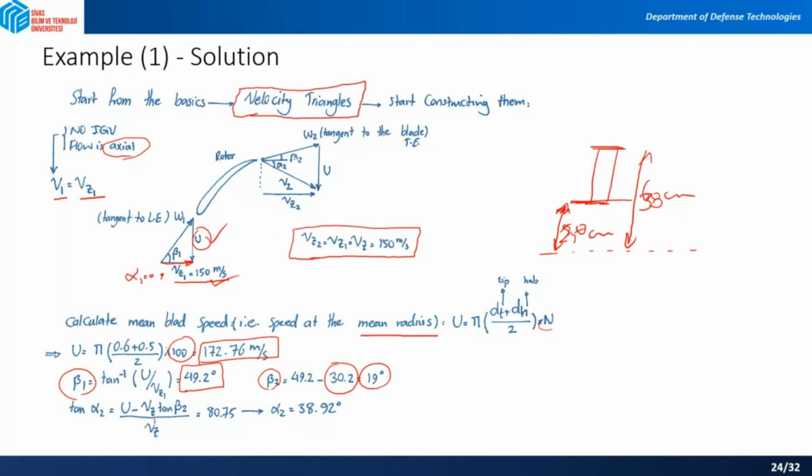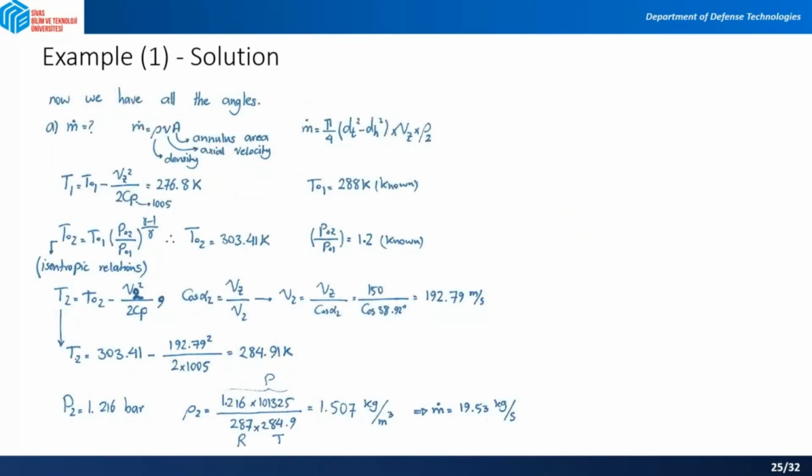And your alpha 2 will be obtained by this relation. So you have U minus VZ tangent of beta, which is VZ tangent of beta. If you subtract this from U, you will end up with this, and this over VZ. If you get the tangent, you will find the alpha 2. That's how we find alpha 2, and it is equal to 38.92 degrees. Now we have all the angles, everything is in hand.